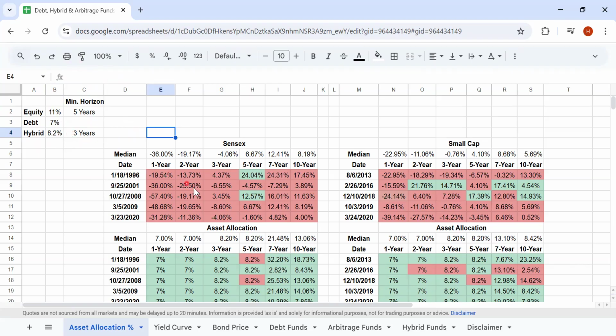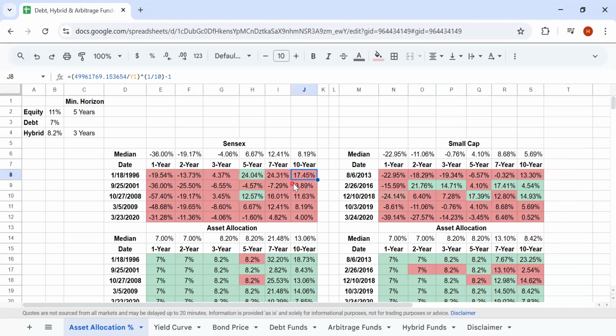This is the portfolio which has invested in the Sensex and this one in the small cap. So they have not looked at any asset allocation, and irrespective of their goals, they have invested. Somebody had a goal in the month of January 1995, and he has invested in the Sensex, and after 1 year, that person had a negative return of 19.454%. Similarly, for every year, I have calculated it for different horizons.